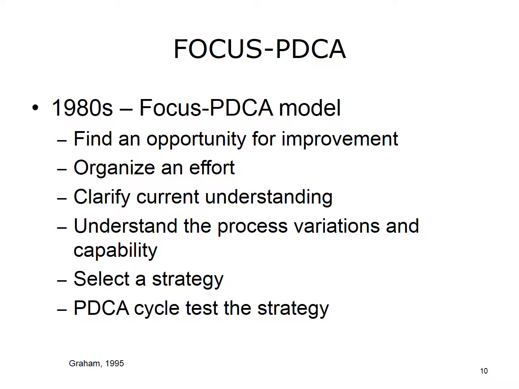(Strickland, 2003). The model entails finding an opportunity for improvement, organizing an effort, clarifying current understanding of how the process works, understanding the process variations and capability, selecting a strategy for improvement, and using the Plan, Do, Check, Study, Act cycle. Test the strategy to determine if it results in improvement.